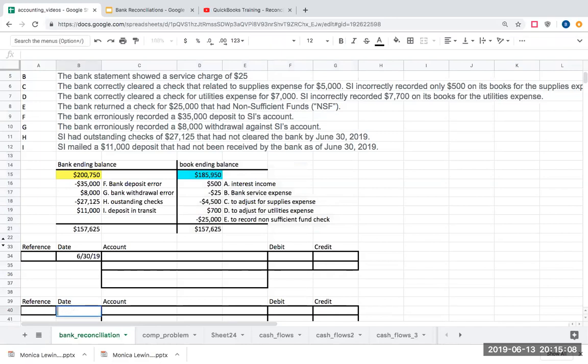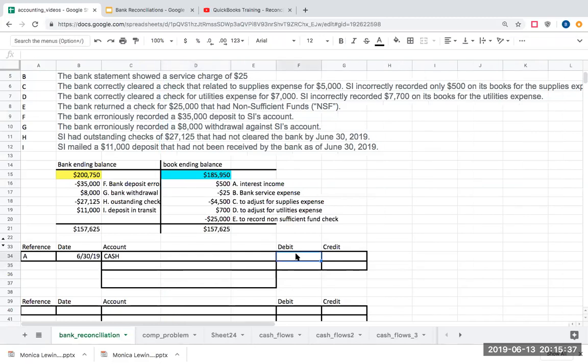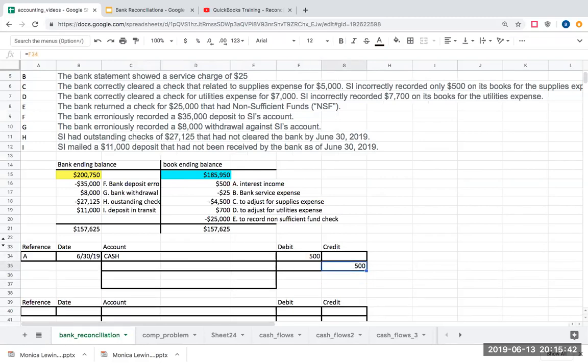I'll start with the first one, and my first letter reference here is A. Now my rule is that if I have a debit, or a positive amount, meaning I'm adding it in, then over here I'm going to show this as an increase to cash. So if the amount is positive on my reconciliation, I'm going to show that over here as an increase to cash. So for every debit, I need a credit.